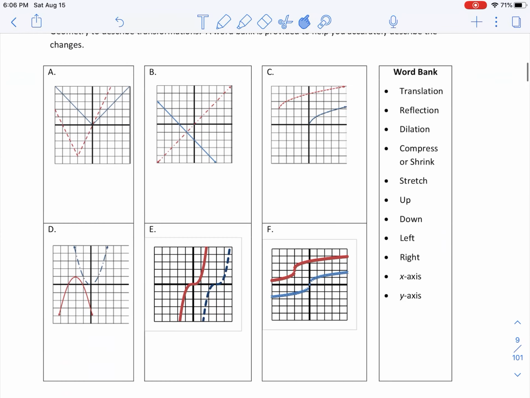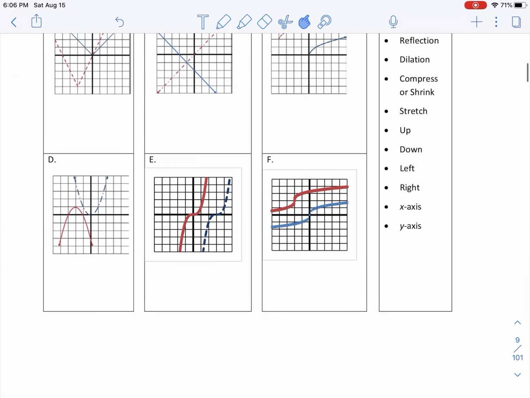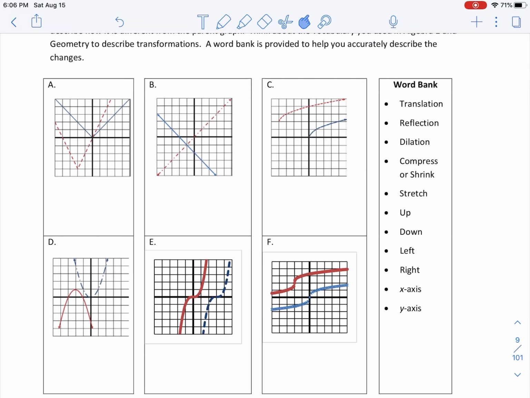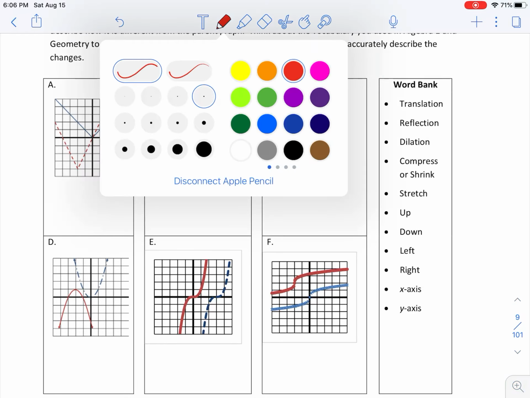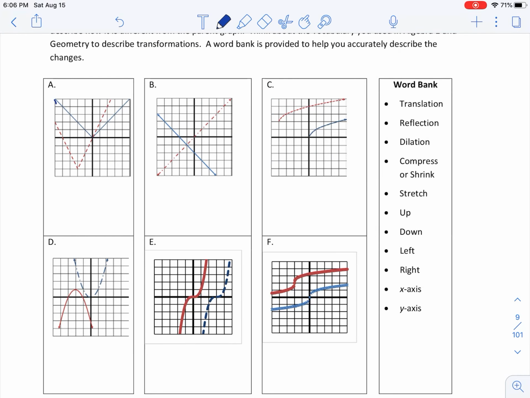And now what I'm going to do is I'm moving on to page 102. So you're flipping through a bunch of pages. What's happening is we're putting the book in an order that kind of makes a little more sense, because those parent graphs go really well with these transformations. Okay. So you can see right here, this is my absolute value graph.